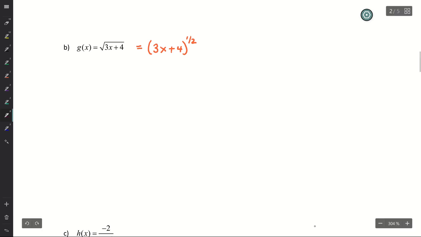So in talking about domain for this function, we can only take even roots of positive values. So what we have to do is take the 3x plus 4 and say it must be greater than or equal to 0 for this function to be defined. So now we're going to solve that inequality to determine the domain. We'd subtract over the 4, and then we divide by 3. Be careful, it doesn't happen on this problem, but when you're solving an inequality, if you ever have to divide by a negative, you have to switch the inequality symbol.